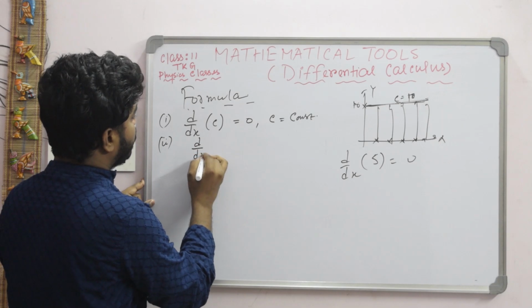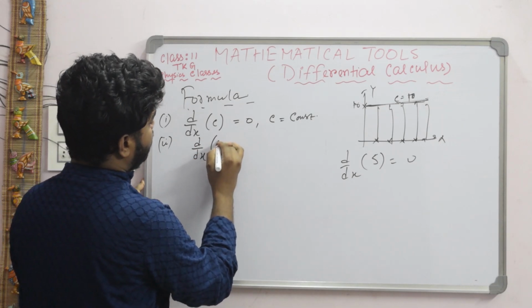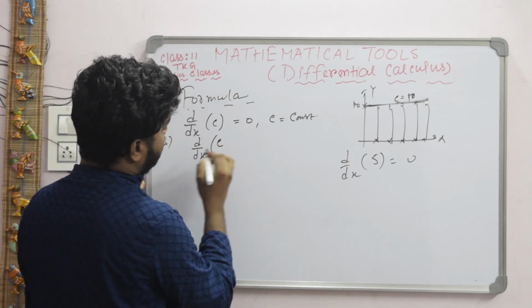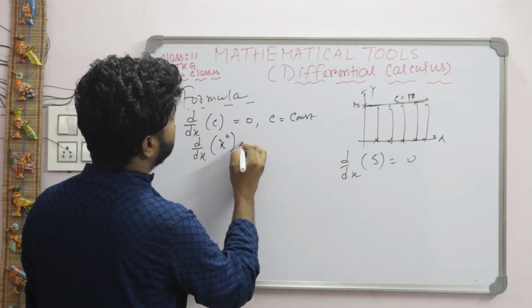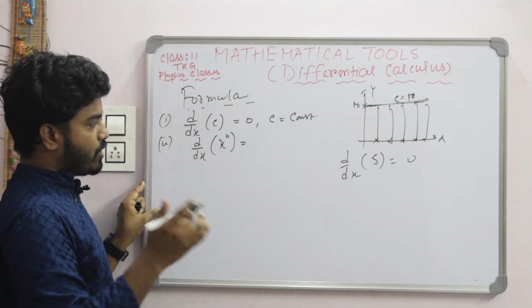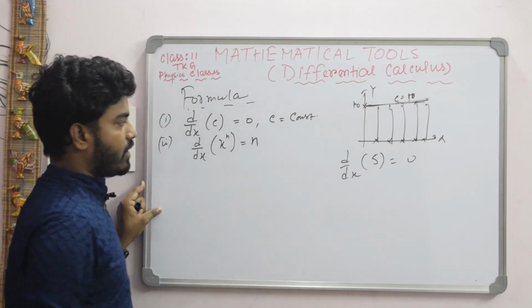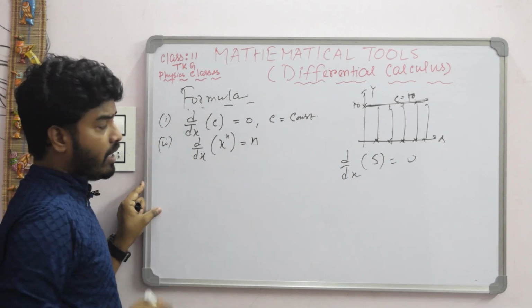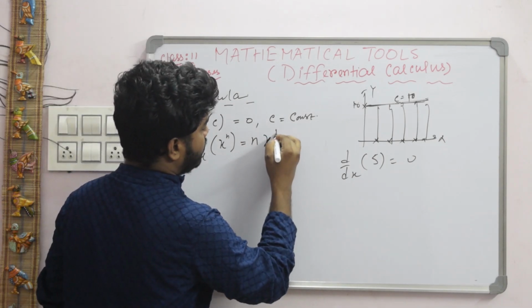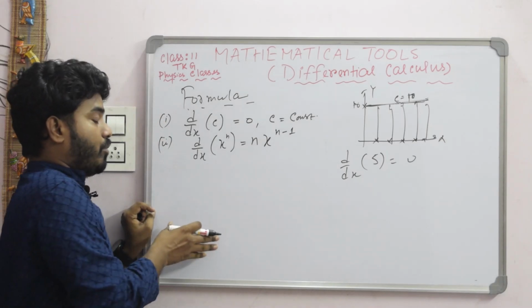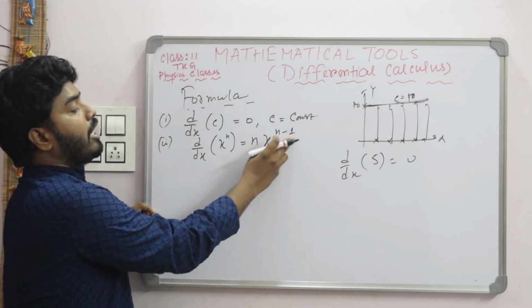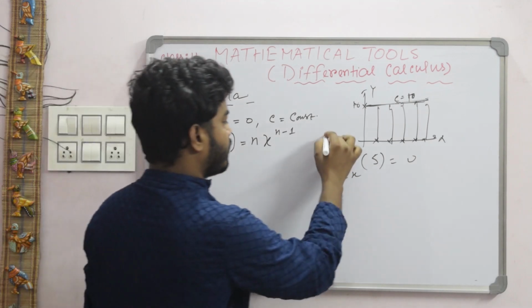Okay, second: d/dx of x to the power n. First of all, the power comes first, then the power of x decreases by 1. So this is the formula: n x to the power n minus 1.